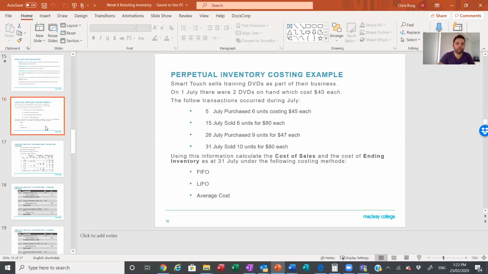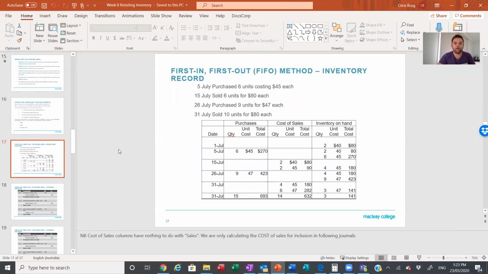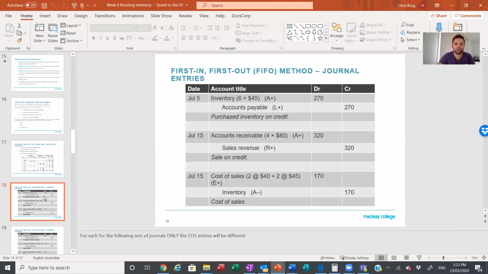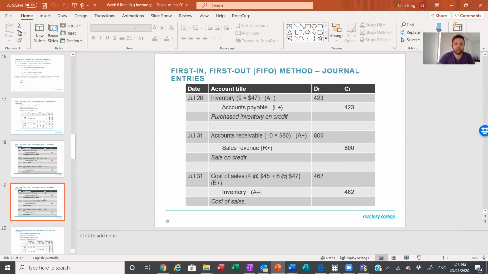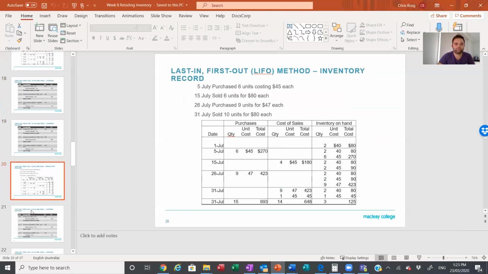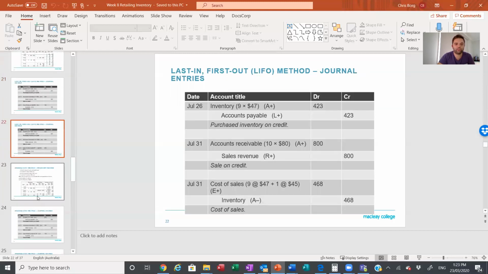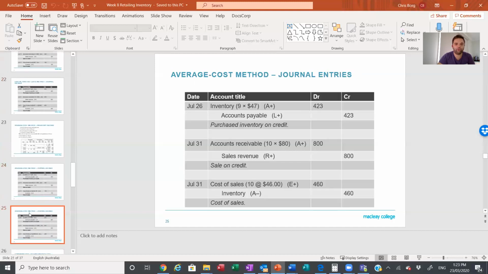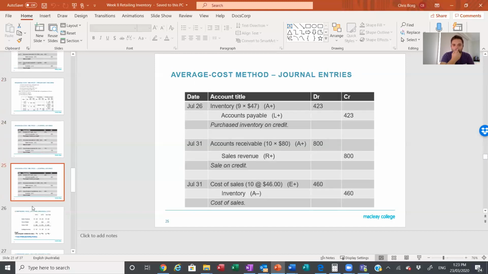So this will be a very common question with any exam that you're given, and as well as to help you with Pedesco. So you'll be given a bunch of transactions, okay, and you have to, under each costing method, work out what the cost of sales is going to be impacted, and of course doing the journal under each of those methods. All right, so this goes through right through to slide number 25.